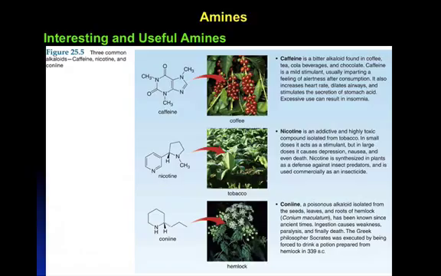What else can you tell me about nicotine? Is it chiral or is it achiral? It is chiral. Where's the chiral center? It's on the 5-membered ring, right there. And in fact, it turns out that this structure is actually useful pharmaceutically.